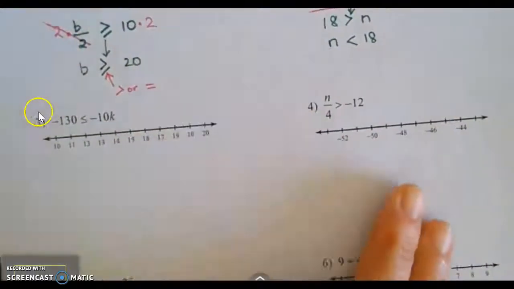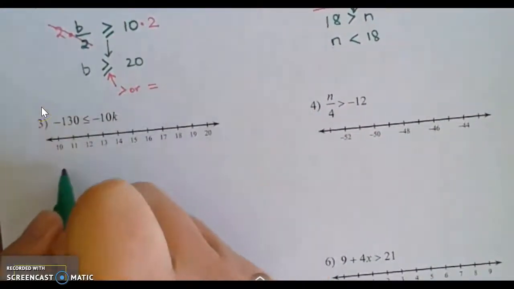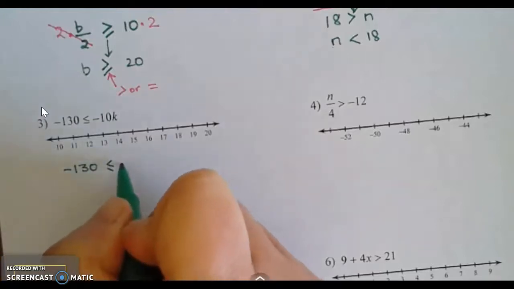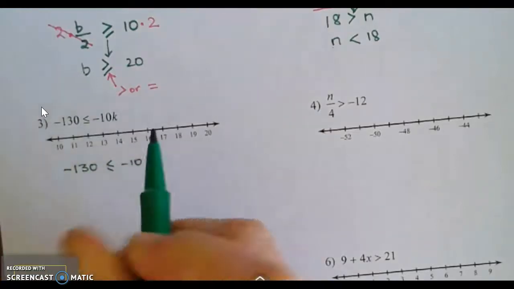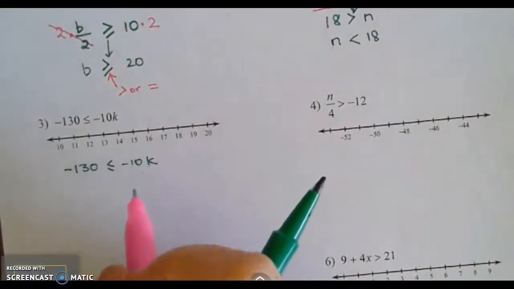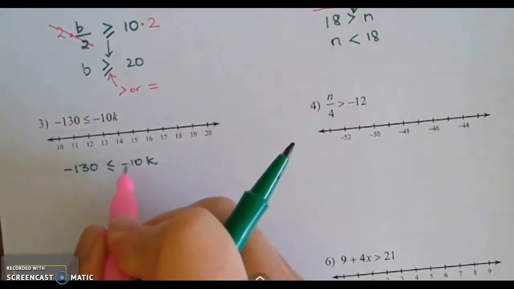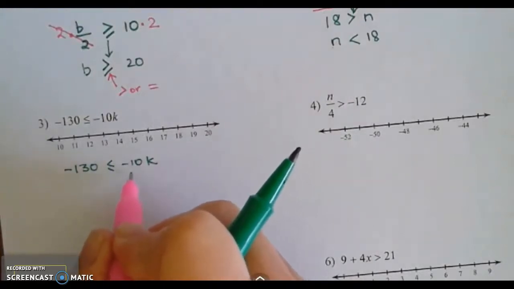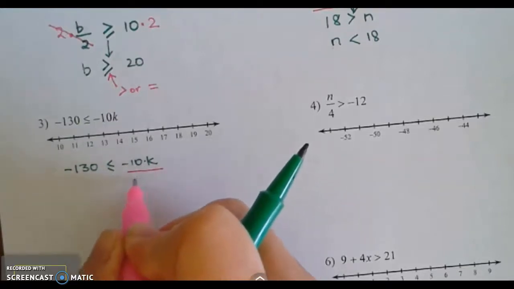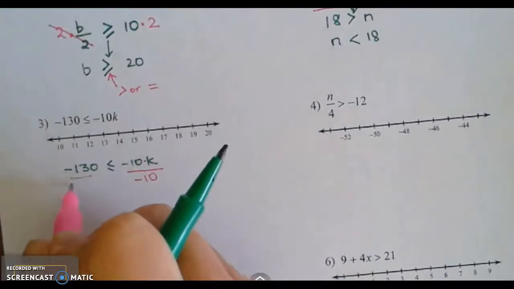Okay, number 3. All right, I'm going to start by writing 130 is less than or equal to negative 10k. I don't want negative 10k, I just want k by itself. So that means I need to get rid of this negative 10. How do I get rid of this negative 10? What is negative 10 doing to k? It's being multiplied to it. So I need to divide both sides by negative 10.